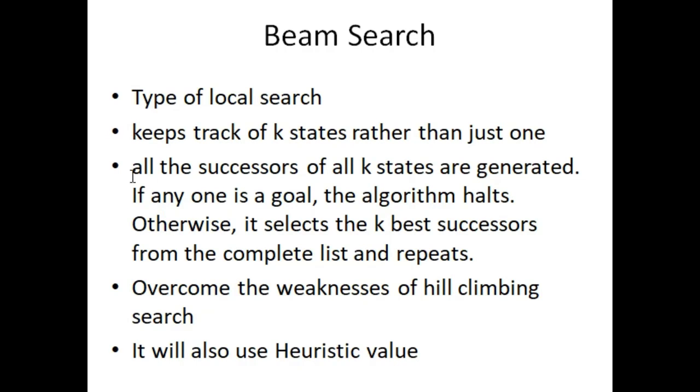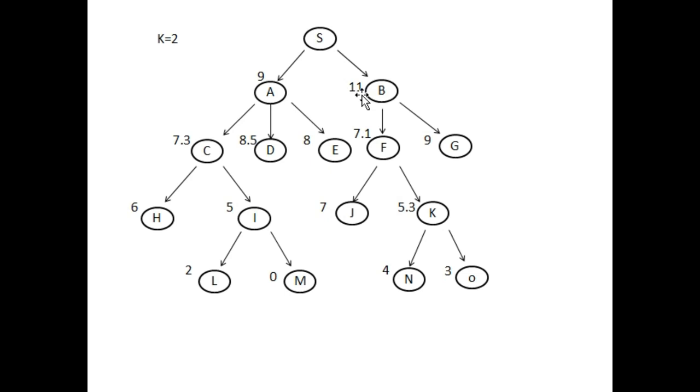So the last point is that it will also use heuristic values. So what are heuristic values? It is the estimated guess from any state to the goal state. So these are the heuristic values for this problem. The heuristic value for A is 9, the heuristic value for B is 11. So the estimated guess to reach the goal state from state A is 9. हमारे पास ये heuristic values आती हैं.